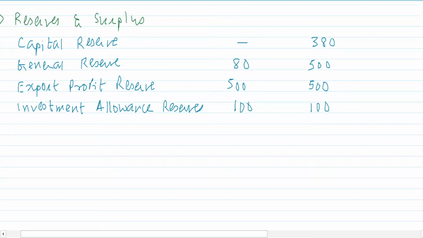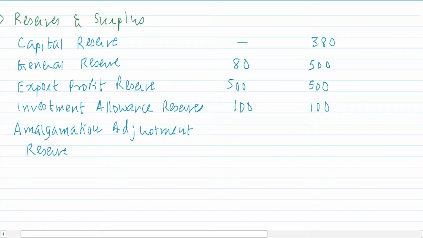But in purchase method, the accounting entry for statutory reserve is amalgamation adjustment reserve account debit to statutory reserve, and then amalgamation adjustment reserve should be shown as a negative reserve. So I say here amalgamation adjustment reserve. Here you will show only for the selling company, right? Export profit reserve and investment allowance reserve. We will show it as a negative reserve, 300.